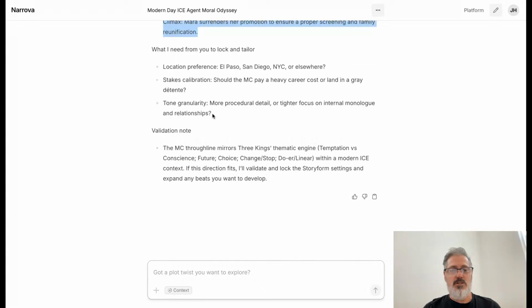And then, how would you lock that in? And then just reaffirming that it's hooked up to that story form. What you'd want to do is lock this story form in, save it, and then use it as context for the rest of your conversation to develop out.